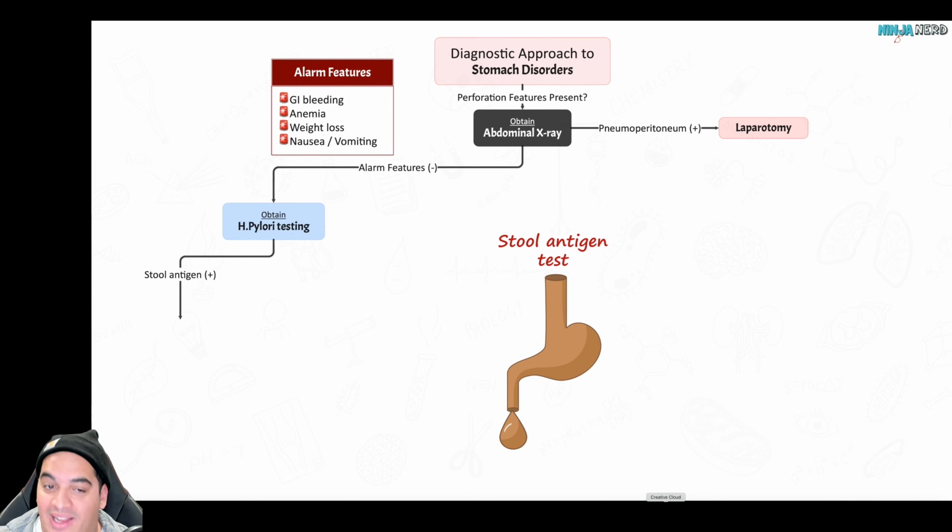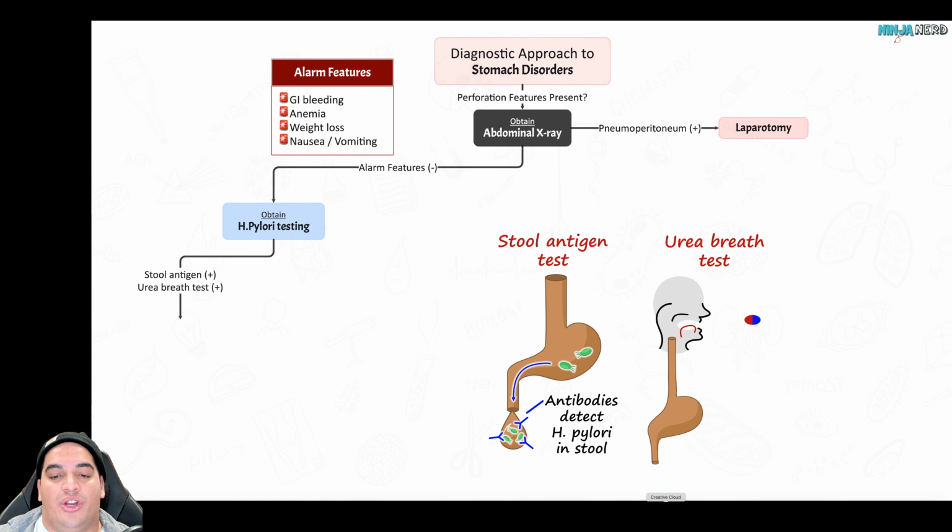We'd have that and it would be positive. If that is the case, that adds to them saying that they could have an infection with H. pylori. The other thing here is I could do what's called a urea breath test. A urea breath test is oftentimes one of the easier tests. What you do is you give them urea, all right?